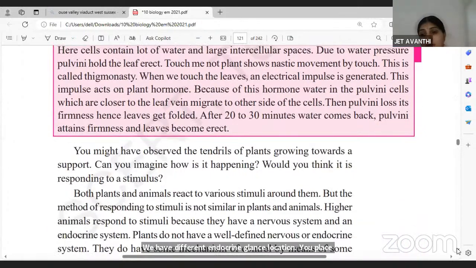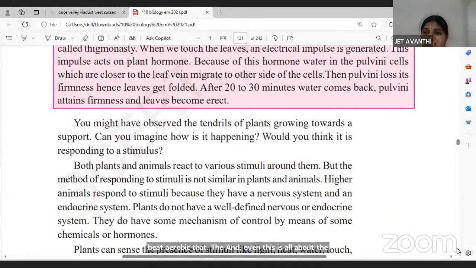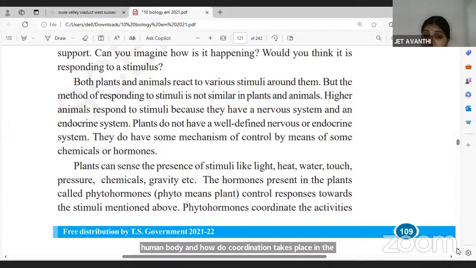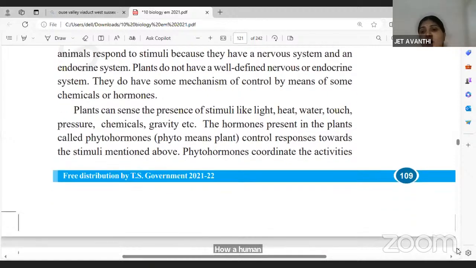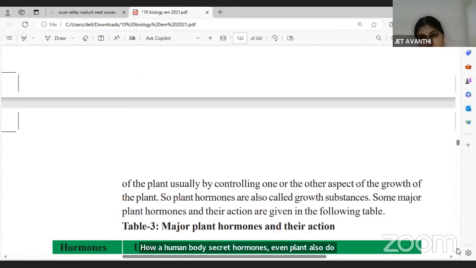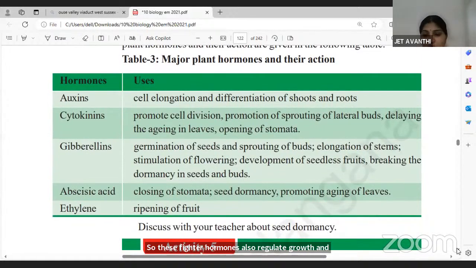This is all about the human body, and now how coordination takes place in the plant body. Like the human body secretes hormones, plants also secrete phytohormones. These phytohormones regulate growth and development of the plant body. In the human body, it is almost always development, not a negative thing. But in plants, there are some hormones which inhibit growth. We have only one, that is abscisic acid, the plant growth inhibitor. Almost all the others, like auxin, cytokinins, gibberellins, and ethylene, are plant growth promoters.